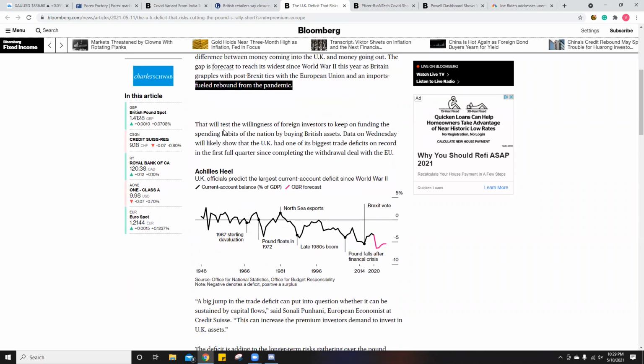That will test the willingness of foreign investors to keep funding the spending habits of the nation by buying British assets. I wouldn't say it's putting pressure on foreign investors, but it's bringing in that uncertainty. How are the foreign investors going to react to this decrease in Britain's finances and all of these post-Brexit consequences and the pandemic, all of that hitting the UK's finances at the same time?